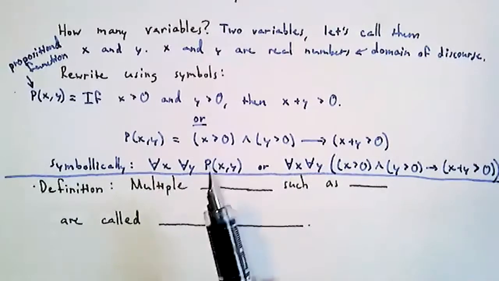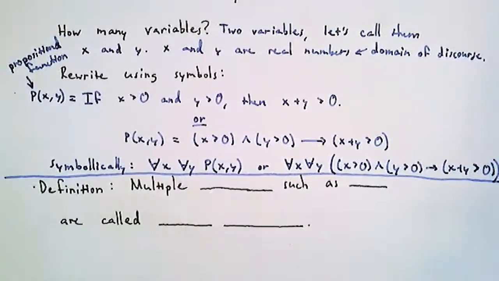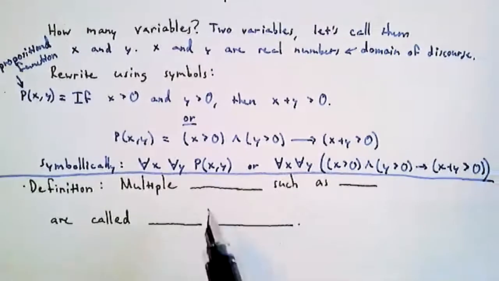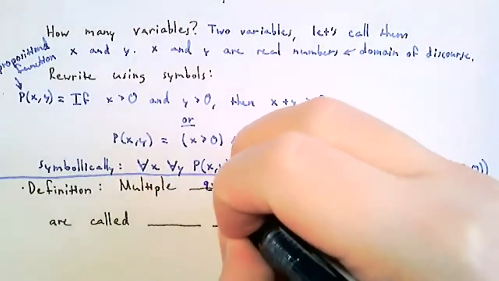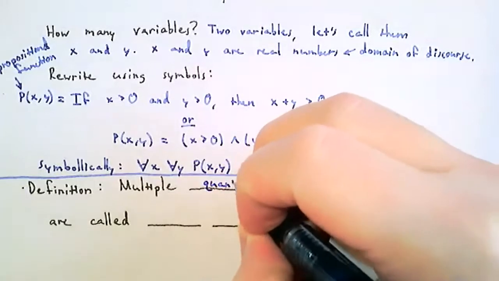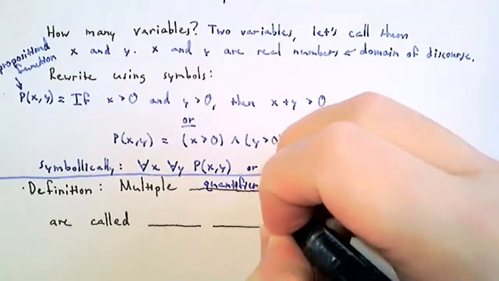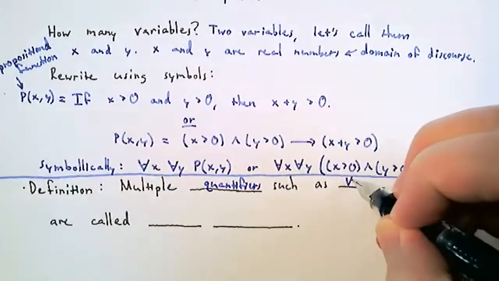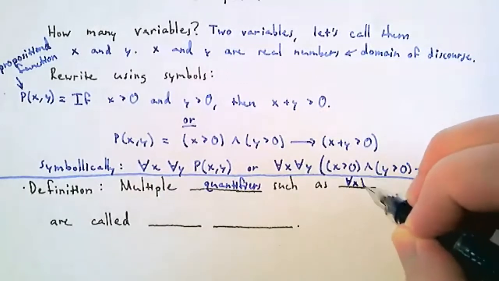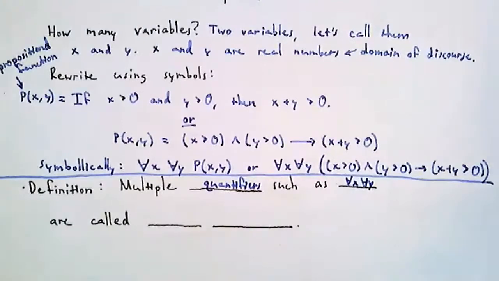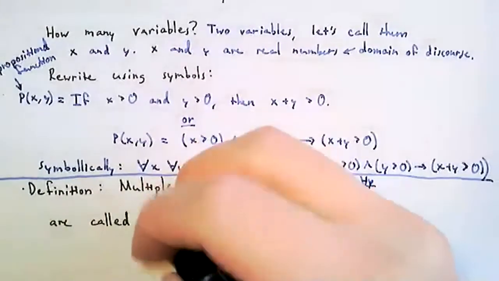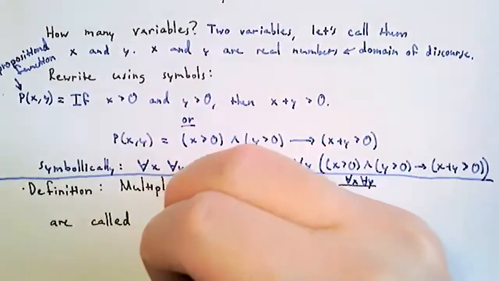Okay, so now let's just give this idea its name. Expressions with multiple quantifiers, like this one. So we have two for alls, upside down A's. These are called nested quantifiers.